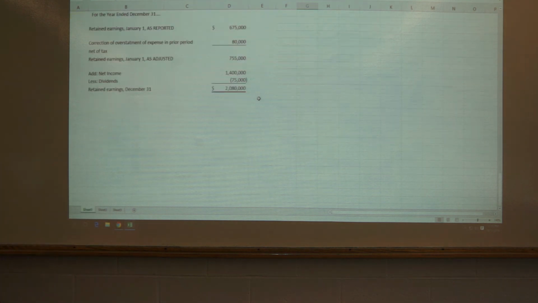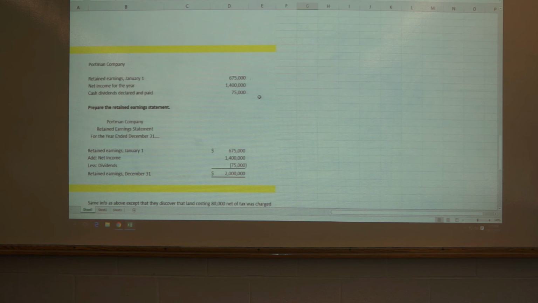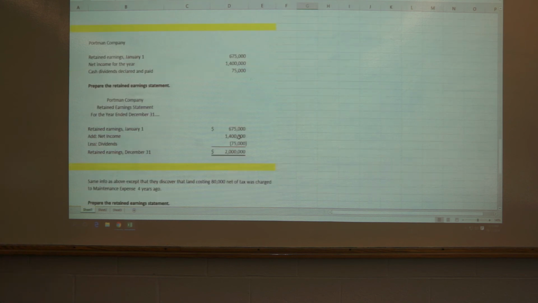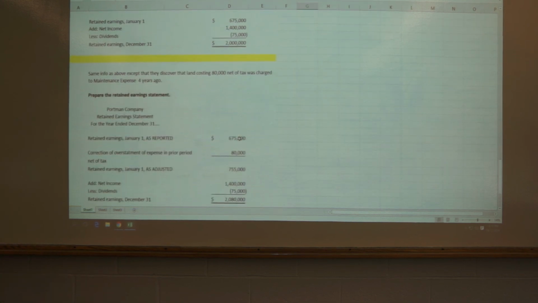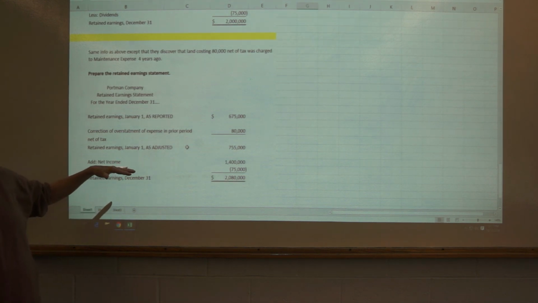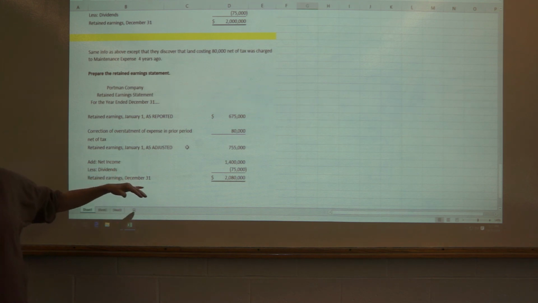Okay, so that's basically your retained earnings statement. And it would be the prior period adjustments and changes in accounting principle that would be accounted for in this manner. And then you would have just notes to the retained earnings regarding any restrictions.